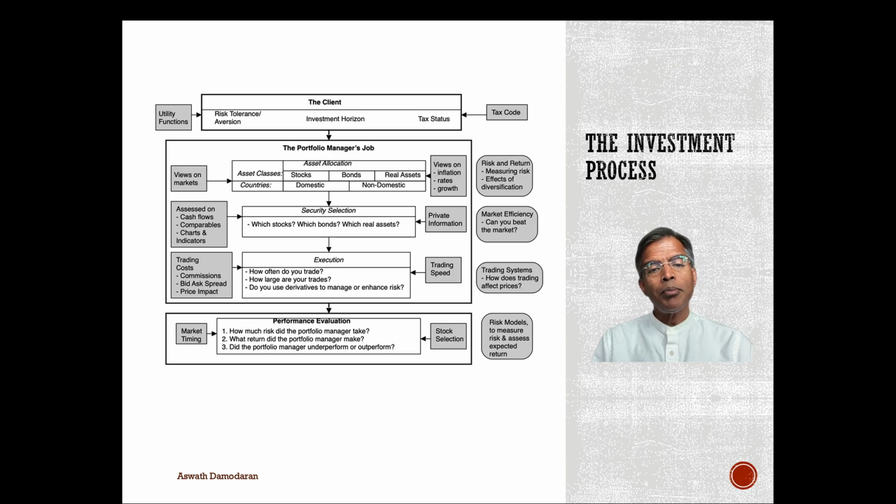So let's say you've come up with an asset allocation judgment, 50% in stocks, 40% in bonds, 10% in cash. Your next step is to actually pick the individual assets within each asset class.